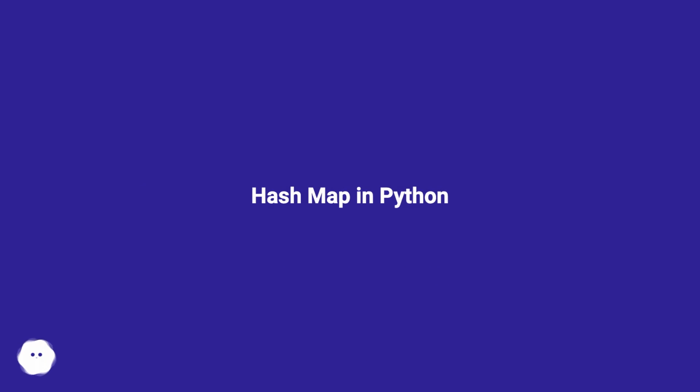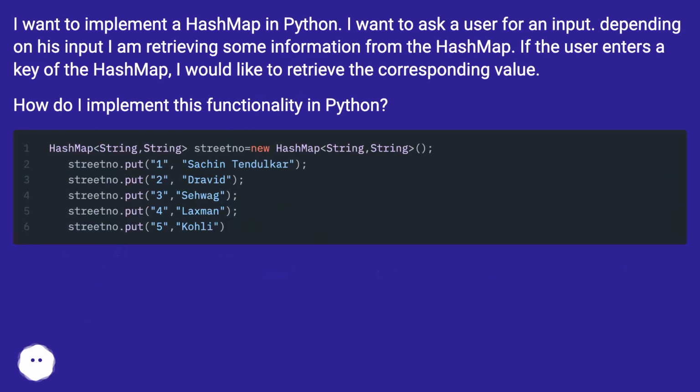Hashmap in Python. I want to implement a hashmap in Python. I want to ask a user for an input. Depending on his input, I am retrieving some information from the hashmap. If the user enters a key of the hashmap, I would like to retrieve the corresponding value. How do I implement this functionality in Python?